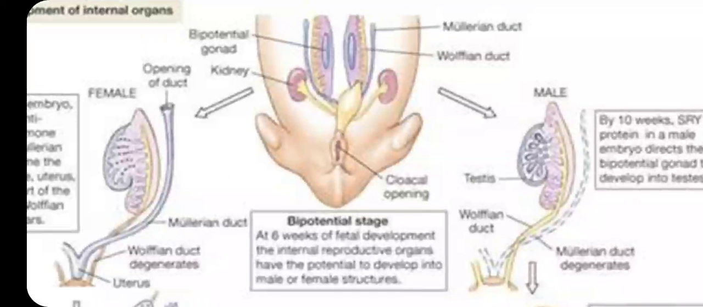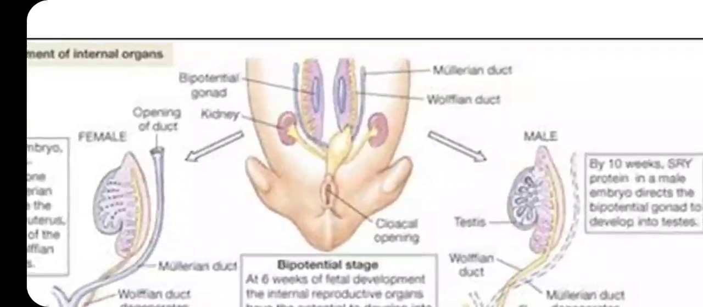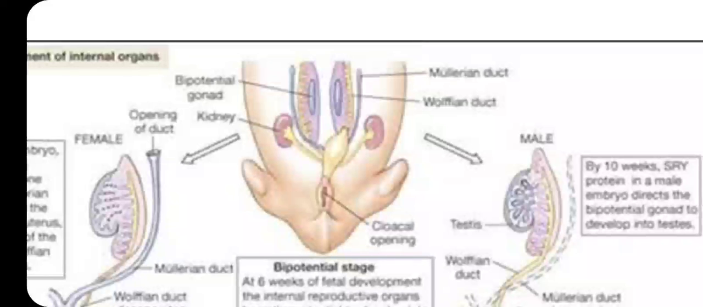So that is the bipotential stage of the gonad. As you can see, at 6 weeks of fetal development, the internal reproductive organs have the potential to develop into male or female structures. This is from your embryology days. It can develop into the male or the female. What determines whether it develops into the testis or the ovary is the SRY gene on the Y chromosome. On the short arm of the Y chromosome you have the SRY gene, the sex determining region of the Y chromosome, and that decides whether this fetus grows into a male or a female.